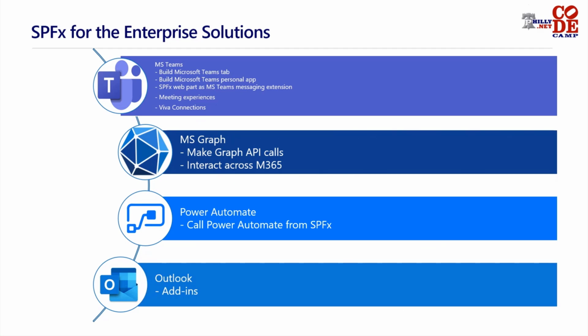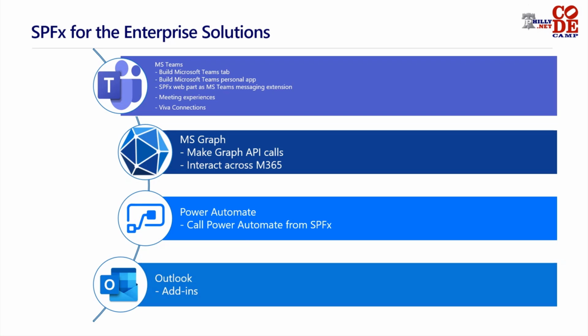At the same time, SharePoint Framework can leverage the benefits of Microsoft Graph. With Microsoft Graph, we can connect to various apps and services across Microsoft 365, and then we can make Graph API calls to get the data or to manipulate the data across all those Office apps and services. And then we can interact with all of the data points across Microsoft 365.